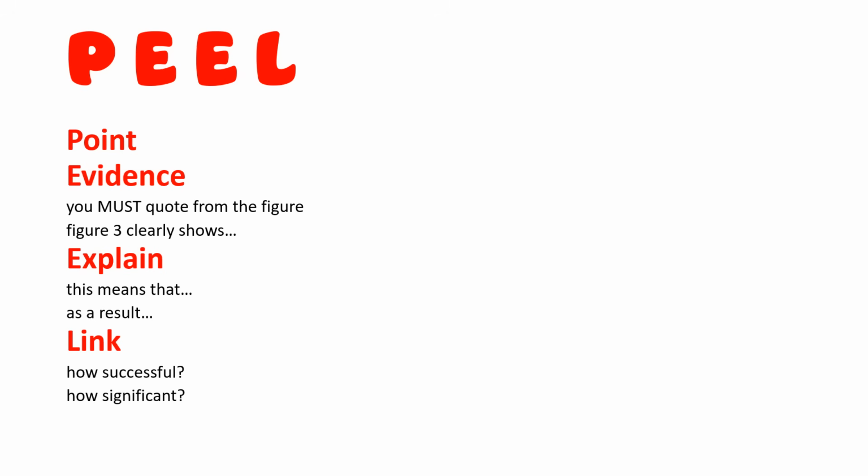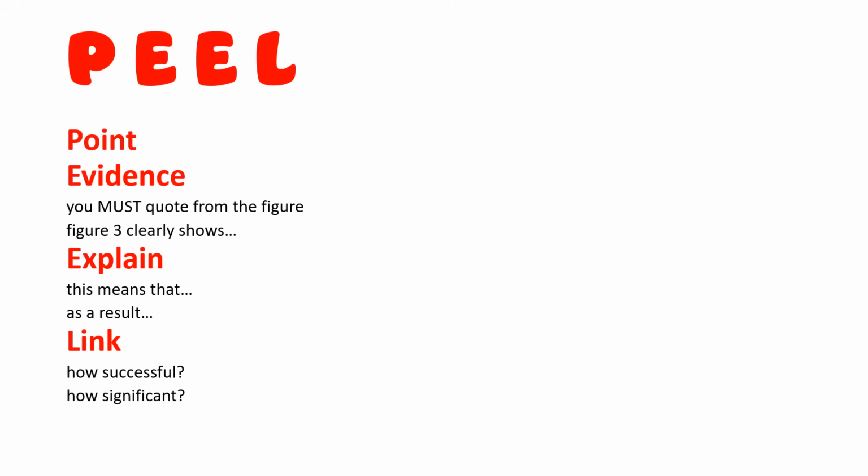How do you structure these longer 12 markers? You can use the traditional PEAL: point, evidence, explain, link. You must make sure, and this was something that a lot of you didn't do very well when we did this as the first exam in January, you must make sure you are using your figure numbers. So, figure 3 clearly shows, as shown in figure 1, figure 2 highlights that this is the case. So you're actually giving your information, you're substantiating what you're saying with the actual evidence.